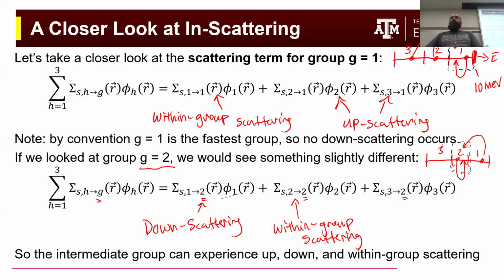And then lastly, what if I'm going from group 3 into group 2? What kind of scattering is that? That would be my upscattering, right? Because I'm going from a lower energy group into a higher energy group. So in that case, this represents my upscattering. Perfect.